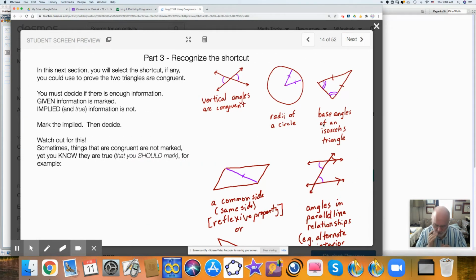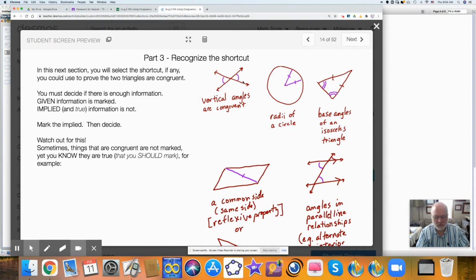I'm not going to go through all of these, but I will go through a couple of these. In the next section, you're supposed to show which shortcut you could use to prove two triangles are congruent. And the given information is pretty much marked on all of these. But there's other information that is true that's implied, but it's not marked. And if you mark something on a drawing, you have to have a rule or a reason to support it. And some of the things to watch out for would be vertical angles.